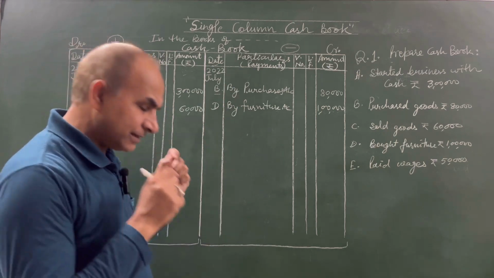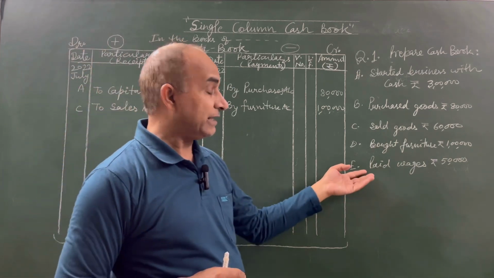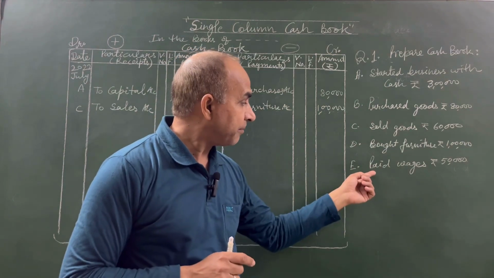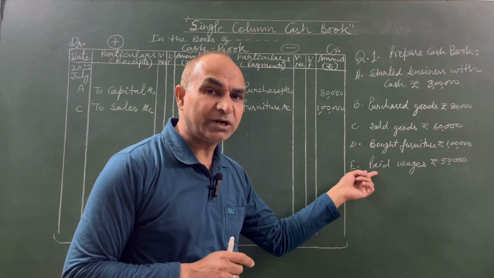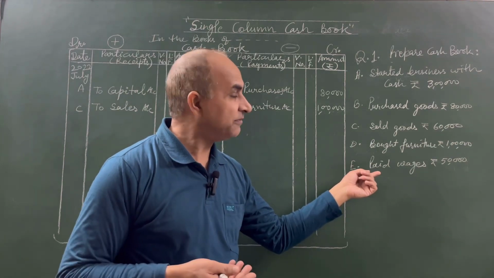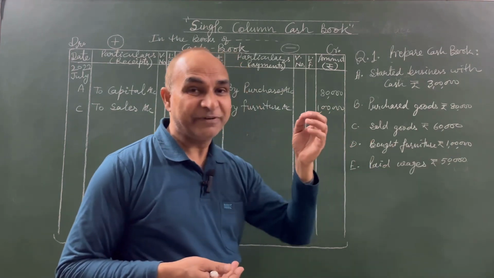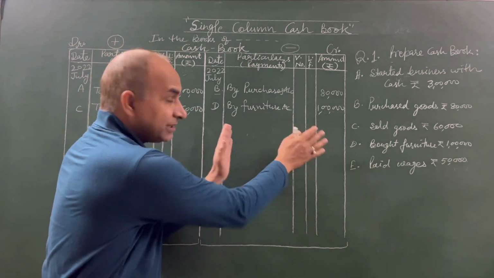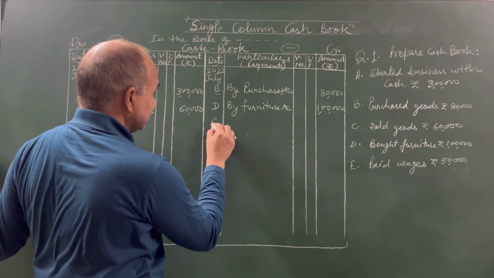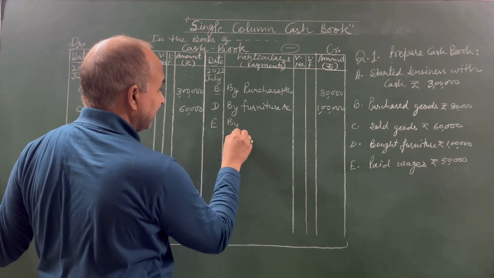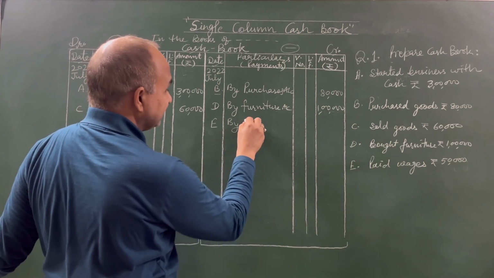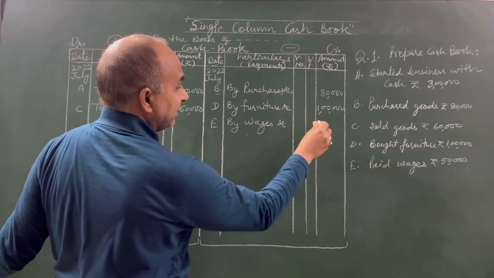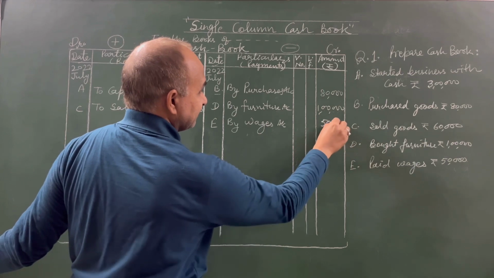Let us see the fifth transaction, E, and we have to decide whether it is a payment or a receipt. Paid wages. Paid means payment. We paid wages of amount 50,000. So friends, this is a payment and payment is recorded on the credit side. So transaction E, we will write here by wages account, payment made for wages, and the amount is 50,000.